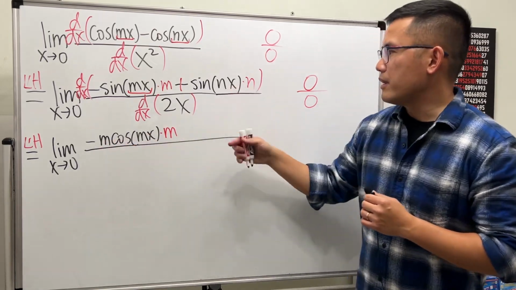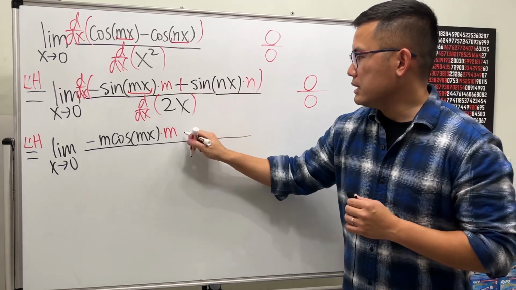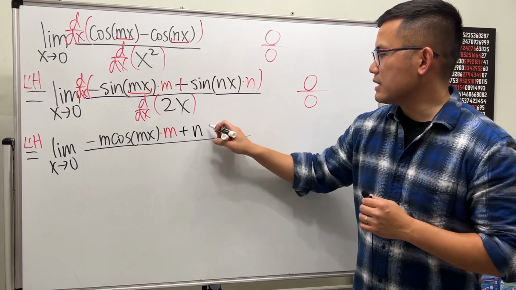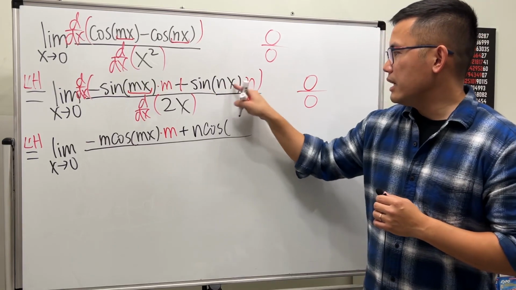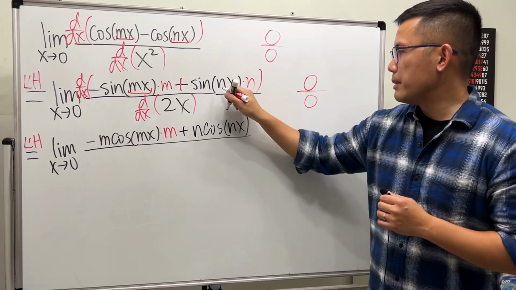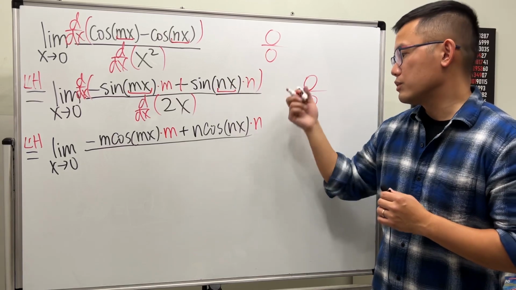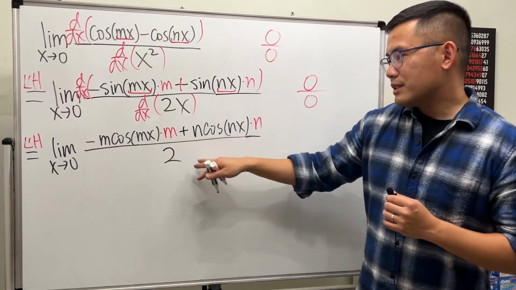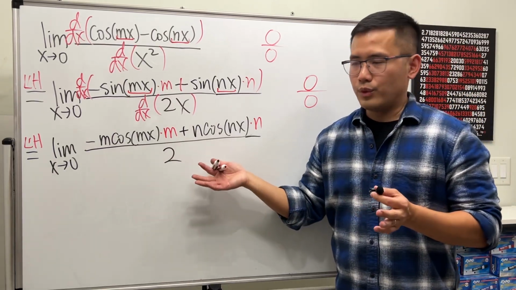And then right here, same thing. So let me just put down plus, and then let me put down the n, and then the derivative of sine is cosine, and then the nx stays, and then multiply by the derivative of nx, which is n. So that's what we have. And then on the bottom we have 2. And now you see there's no more x on the bottom. You know we are on the right track.